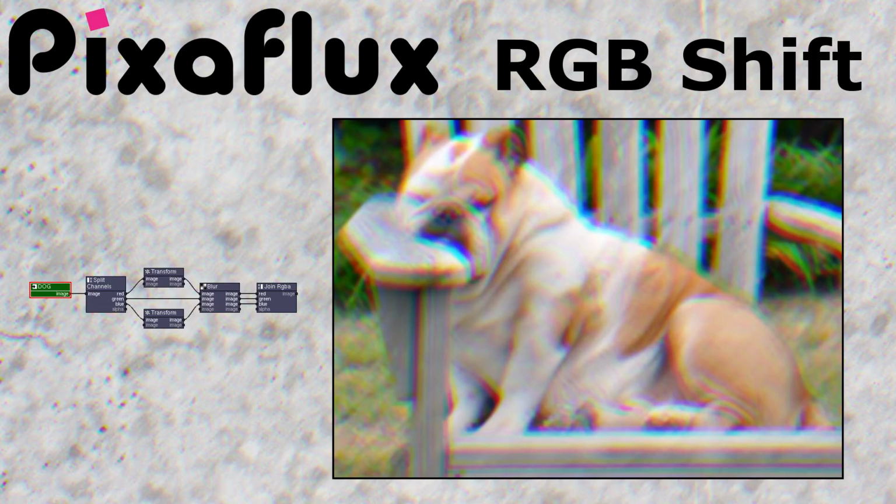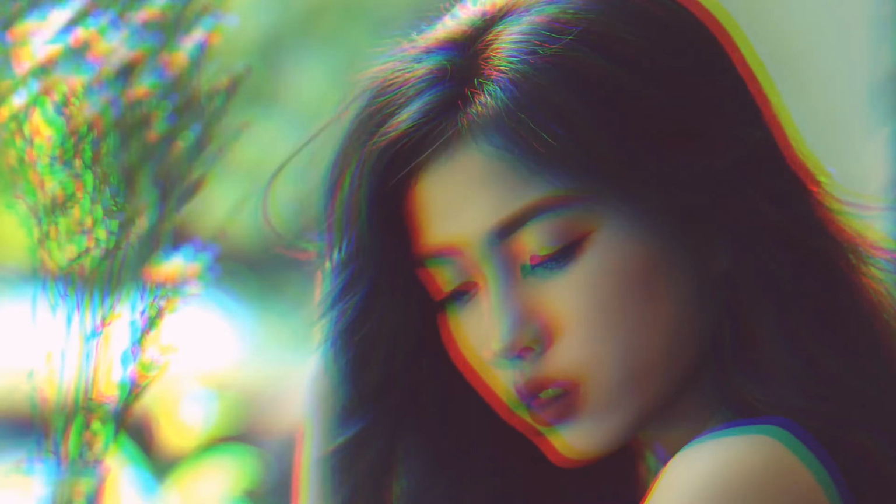Hello, in this PixaFlux video tutorial, I'll show you how to create an Rgb Shift effect with PixaFlux. An Rgb Shift effect moves the red, green and blue channels individually to give the image a glitchy, tired look. We'll also add a blur effect and then crop the borders. Finally, I'll show you how to pack this effect to reuse it in other projects.